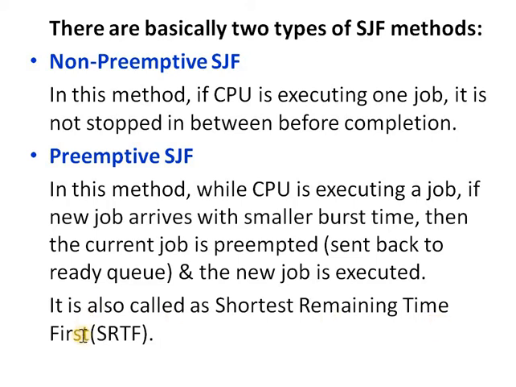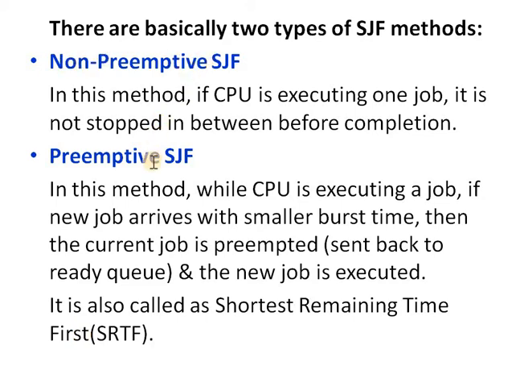There are two methods for implementation of the SJF algorithm. The first one is non-preemptive SJF, in which once the CPU is allocated to any process, that process holds the CPU until it reaches the waiting state or is successfully terminated. This is about the non-preemptive SJF.